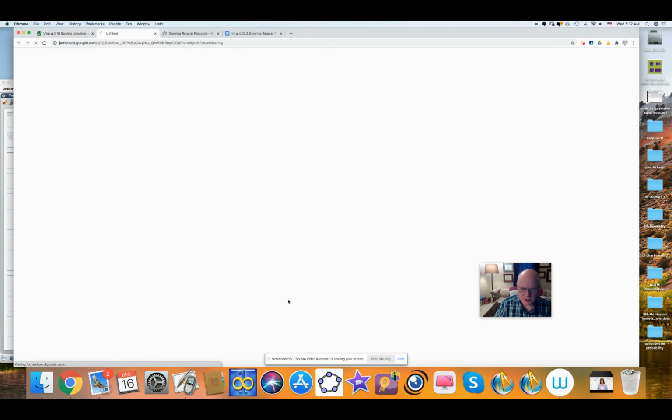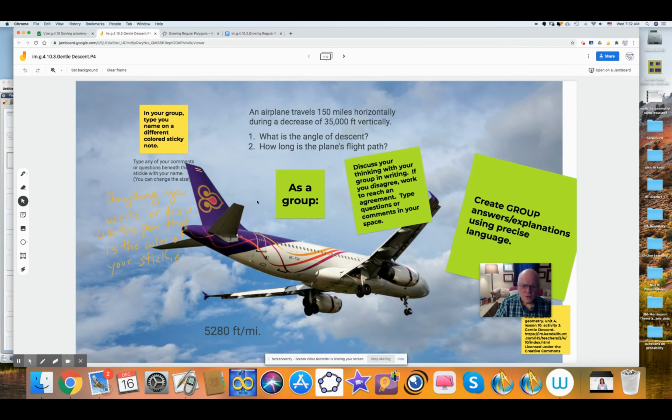So this one is the gentle descent. This is where we used a Jamboard. We would have done this. I don't think we had time for this during class today, but what you have is an airplane. It's descending. There's 5,280 feet per mile. And so it has to go 150 miles horizontally and 35,000 feet vertically. And how long is the path of descent? That's how long the hypotenuse is.